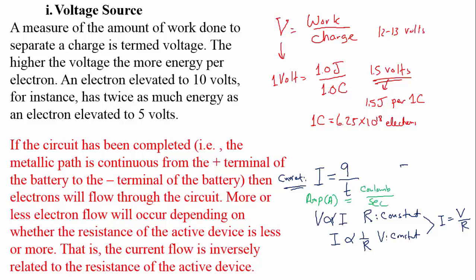So basically if you have 1 amp of electric current passing through the circuit, this means you have 1 coulomb of charges going through any point in the circuit per second. And as we know, 1 coulomb represents 6.25 times 10 to the power 18 electrons. So 1 amp of electric current means 6.25 times 10 to the power 18 electrons passing any point in the circuit per second. Now let's look at this relationship between electric current and voltage and electric current and resistance, which constitute what we call Ohm's law.